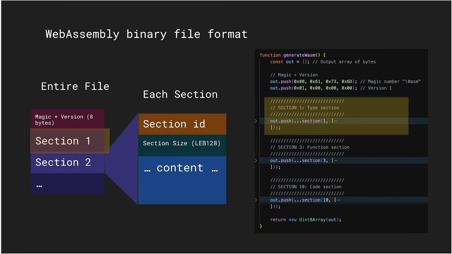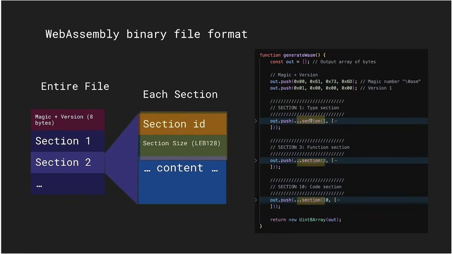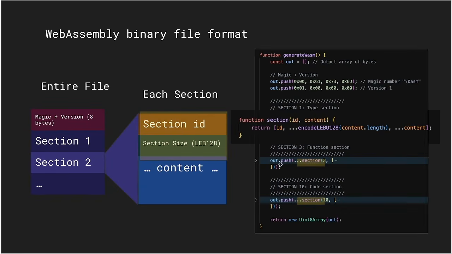And then for each section, we need to emit the section ID. The section ID determines what kind of section you're looking at, and then the contents. Okay, so we have this helper section function here, and the section helper function just looks like this. Basically, an ID is always 1 byte. And then we have the length, but because the length can be over a byte, we do need some sort of encoding to specify the length of the content, and then the content itself.